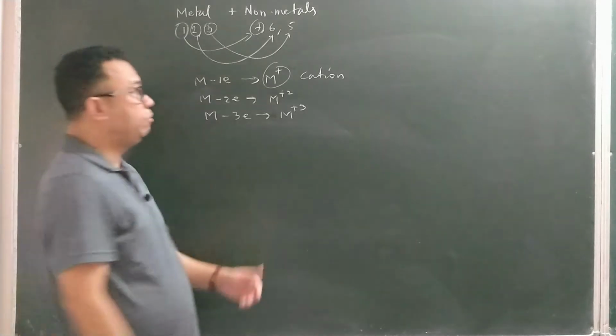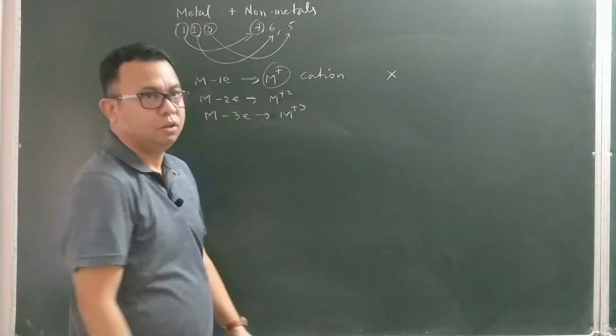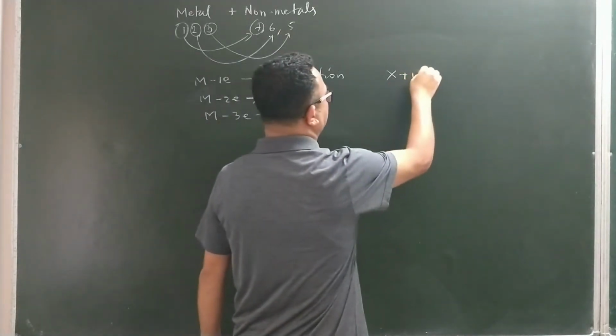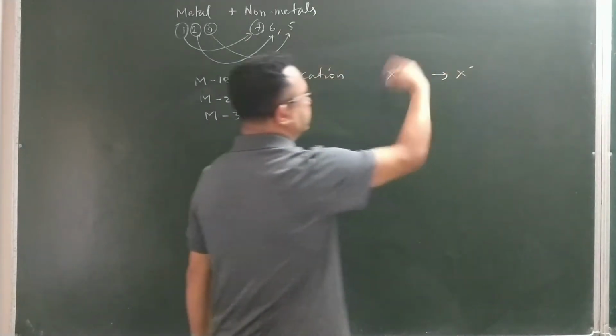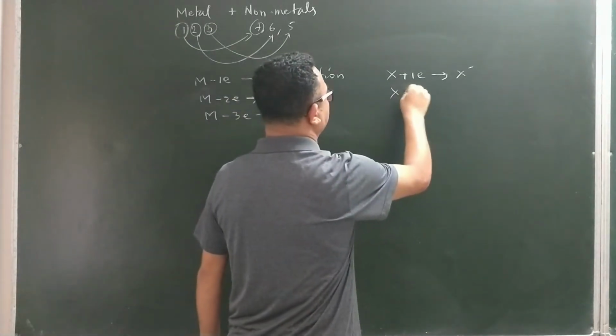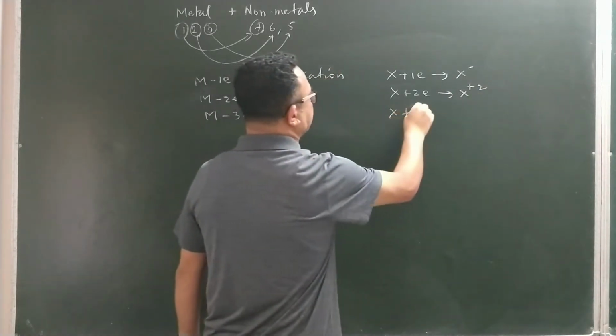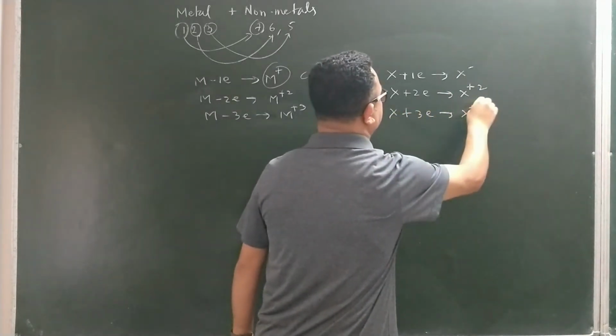Same way, whenever a nonmetal, let's talk about one nonmetal X, is gaining an electron, it will form X minus. Now it has 1 electron extra. Or it may in some cases gain 2 electrons, so then it will form X 2 minus. And it may also gain 3 electrons to form X 3 minus.